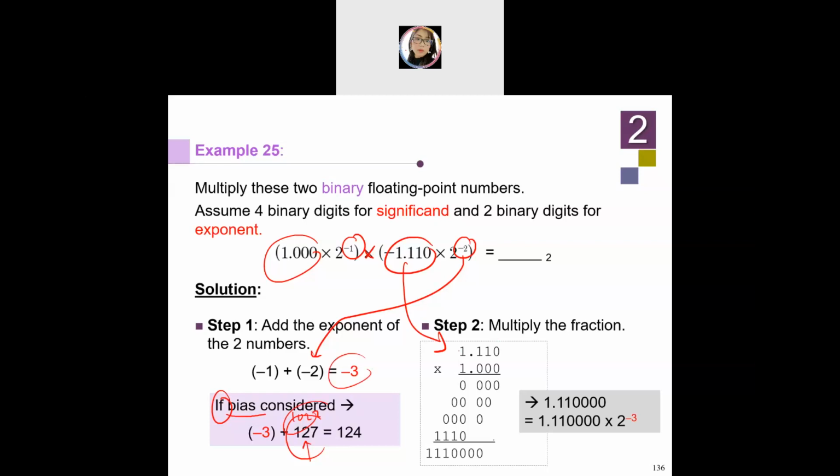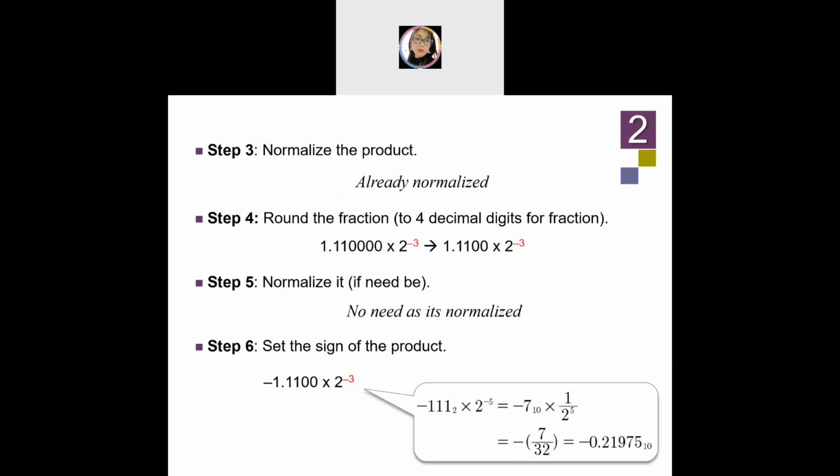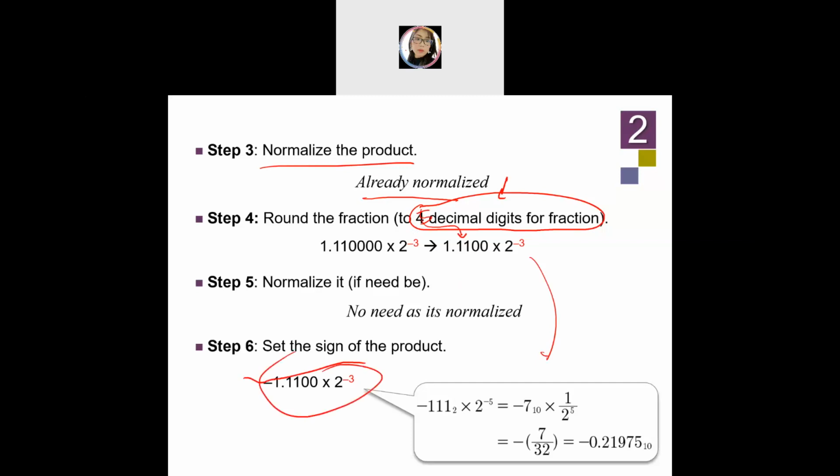And for this one, after that, you do the normalization. If it's already normalized, no need for you to do anything. And you need to round out. It depends on the question, okay? Maybe it's going to mention 4 decimals, maybe 5. So if it asks you to do 4, then you're going to round out until 4 only. And that is the answer. Later on, if you want to convert it to decimal directly, you can solve it to get the value.